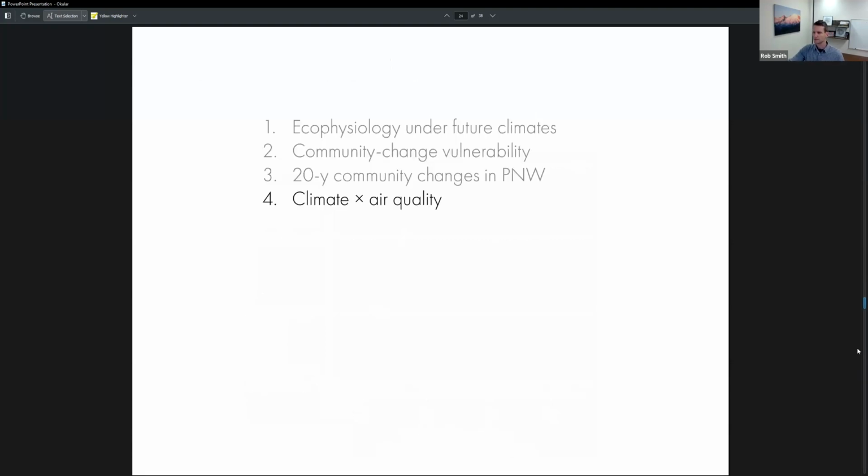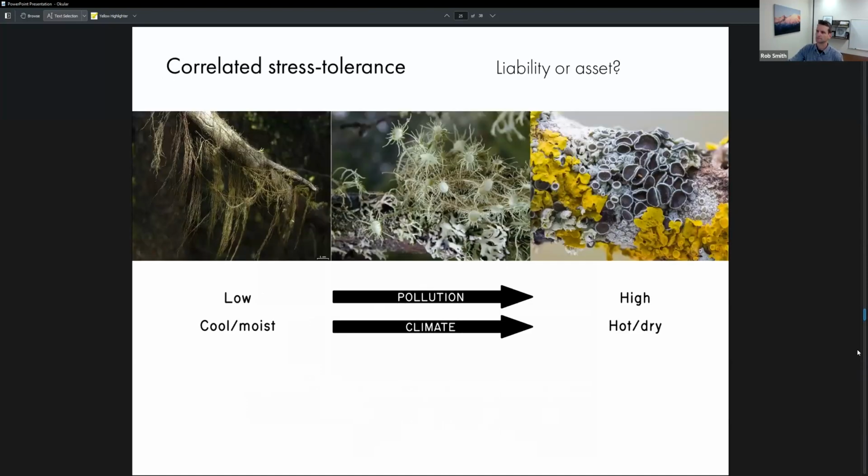So can we explicitly model, not implicitly, but explicitly model the climate air quality interaction? The reason we have to do that, as I've mentioned, is that stress tolerance responses in lichens are correlated. That is, the sets of species that you would see turn over as you walked from a relatively low pollution or a clean site along a pollution gradient to a relatively polluted site or a high deposition site would be the same turnover in community composition that you would expect if you started at the cooler, moist end of a climate gradient and went towards a hotter, dry side.